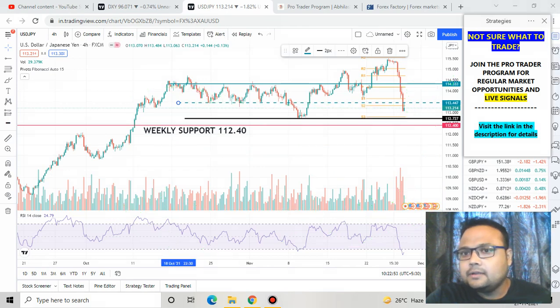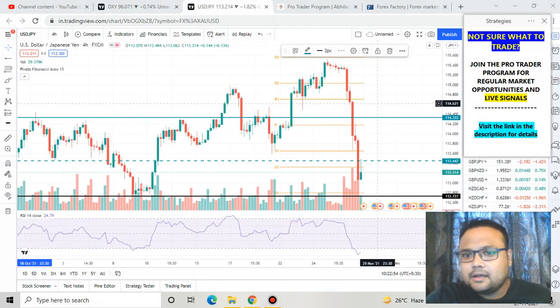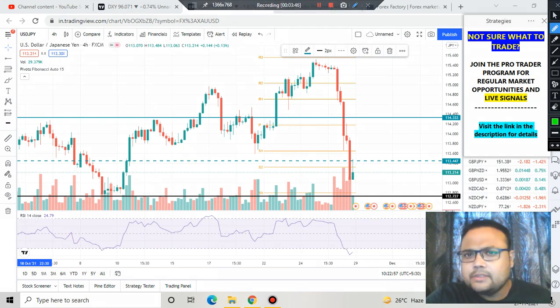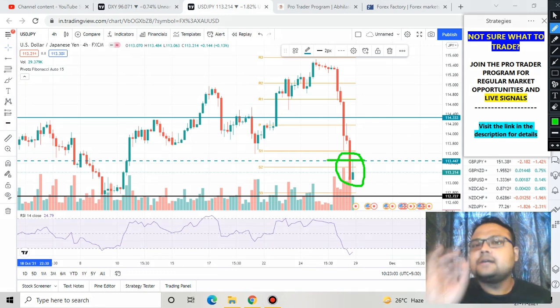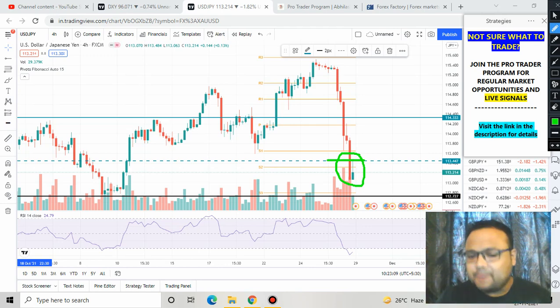Okay, during the last hours, you can see when USD JPY was trying to recover, it faced resistance at this level. So one thing is confirmed, that yes, it will be acting as a minor resistance for USD JPY. So after market opening, if USD JPY goes up and reverses from the 113.40 level, we can take a sell position.